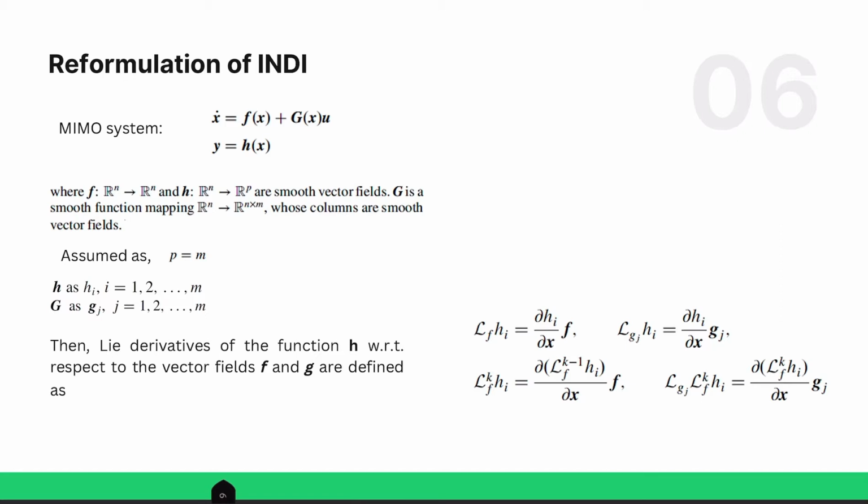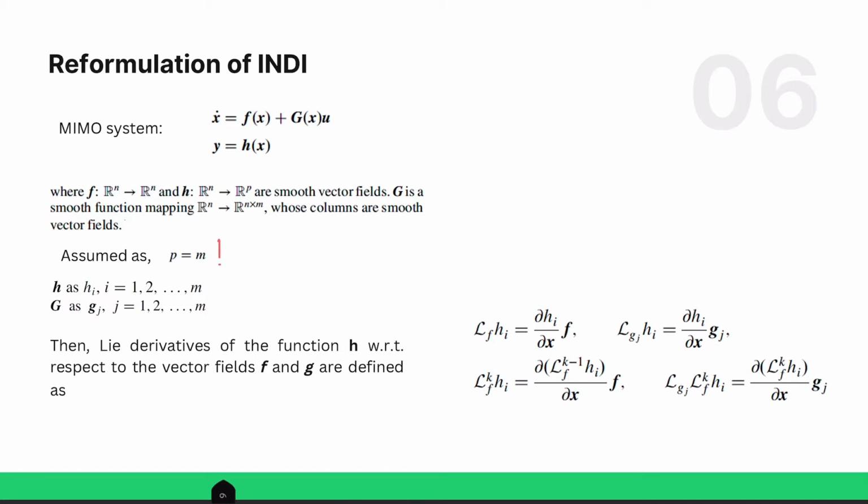And also we should take care that h was denoted as h_i, which is some vector that has m elements, and G is originally a matrix, but its column vectors were denoted as small g, and they also have m elements. Then the Lie derivative is defined.